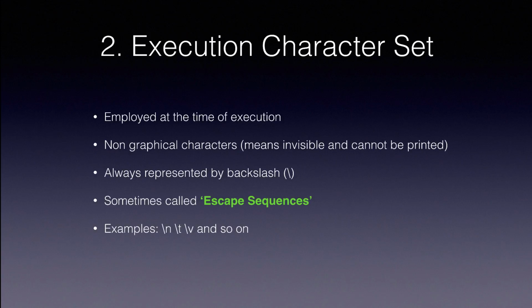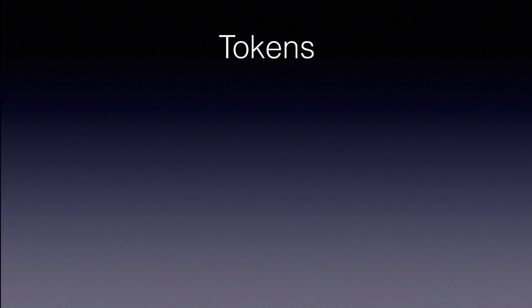Here are some examples to understand the execution character set. Take an example, \n. Backslash n stands for new line. \t stands for tab. These characters will not be visible when you execute the code. You cannot see \n, we cannot see the \t when you execute the code, but you will see the effect of these particular characters. So that's why this is called execution character set. Let's move on to the higher level segregation called tokens.